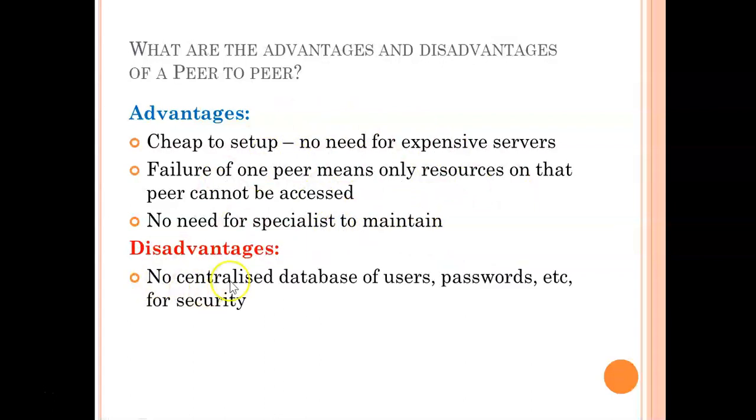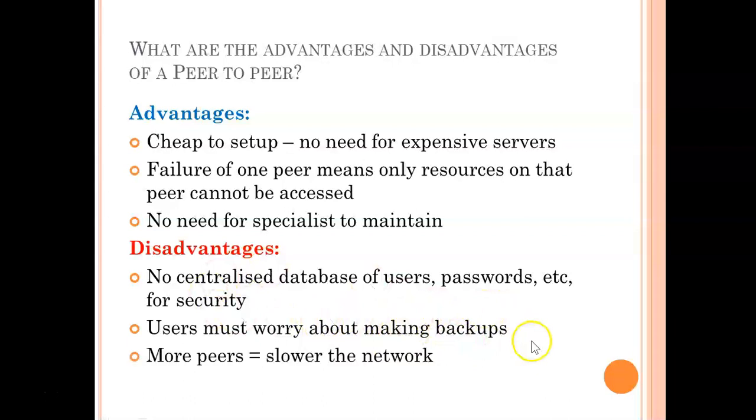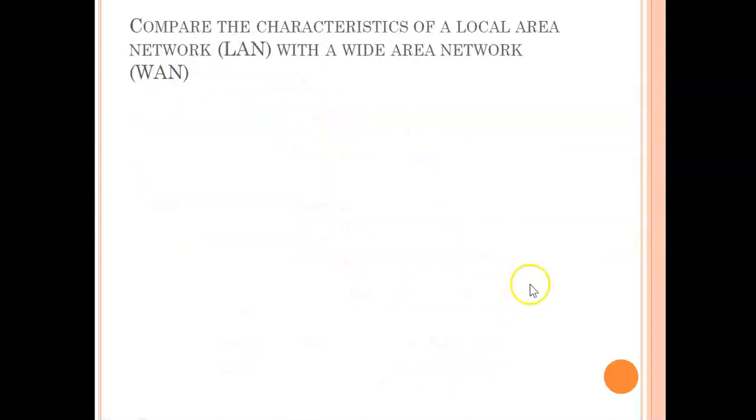Disadvantages: there is no centralized database of users, passwords, etc. for security. Users must worry about making backups, so they don't have servers to control the security of the network. They don't have servers to make backups for them. And the more peers you have on the network, and the higher the traffic on the network, the slower the network is going to become in a peer-to-peer. So those are advantages and disadvantages of peer-to-peer networks.